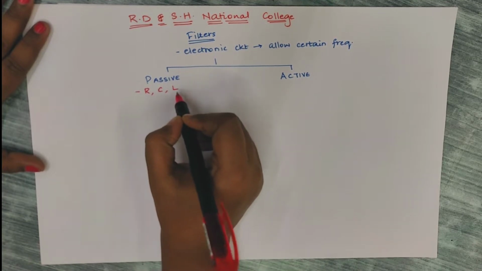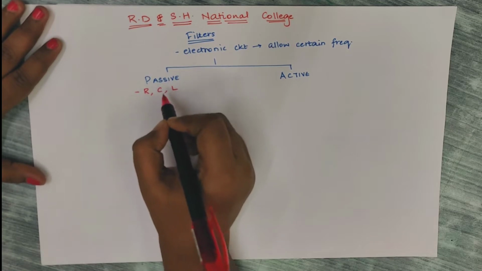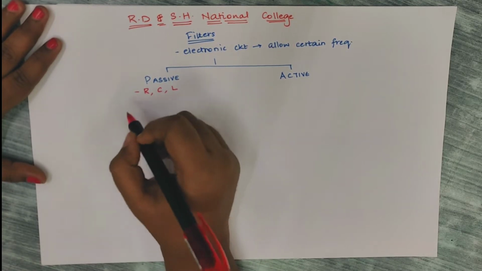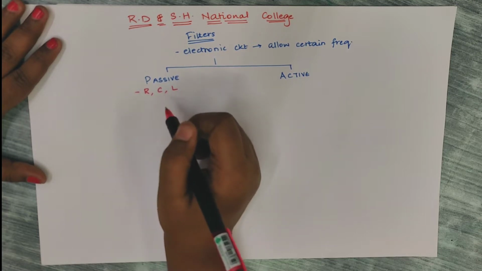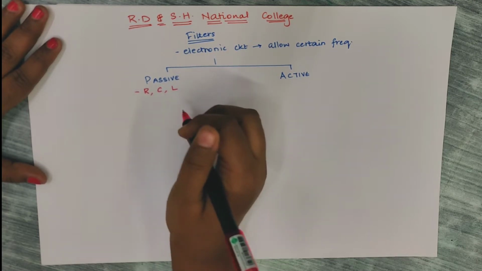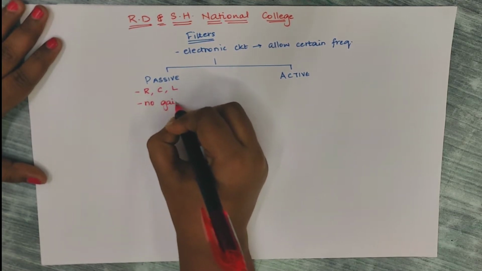Now these do not require any external power or biasing other than the input signal. I repeat, they do not require any external biasing or power other than your input signal, and hence they do not provide any gain at the output. So you get no gain at output.